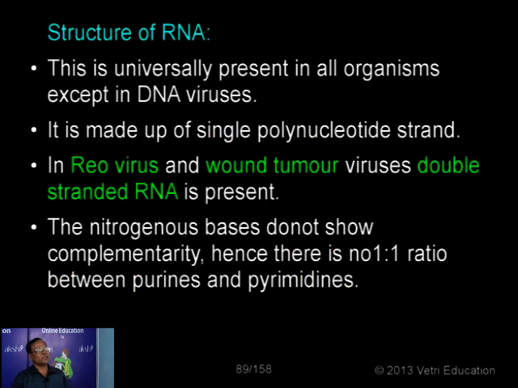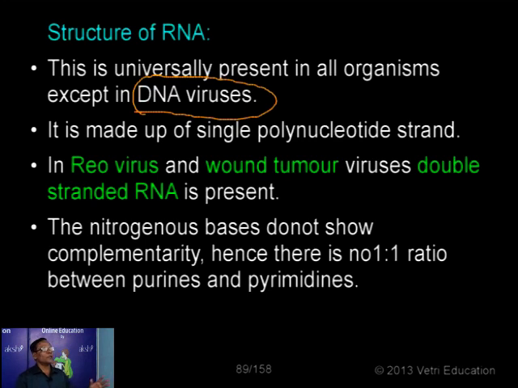Now we have to know the molecular structure of RNA. As we studied, the molecular structure of DNA is a double-stranded structure. Unlike DNA, this RNA, a genetic material, also acts as a non-genetic material. It is universally present in all organisms, excepting some organisms where DNA is the genetic material, for example DNA viruses. Excepting DNA viruses, where DNA is present as the genetic material and RNA is absent, RNA is universally present in all organisms.